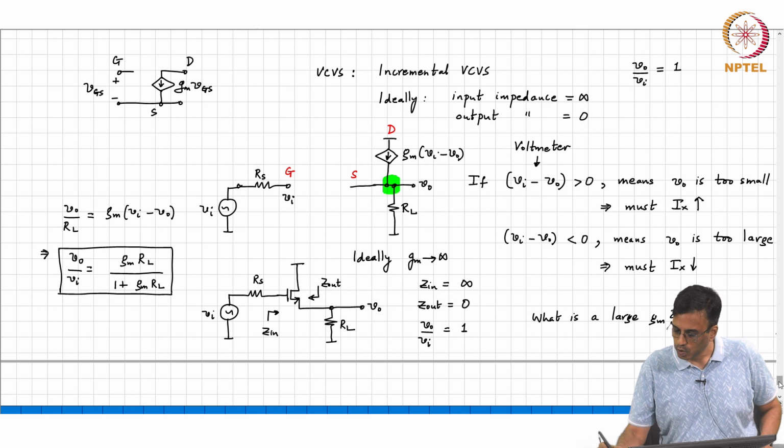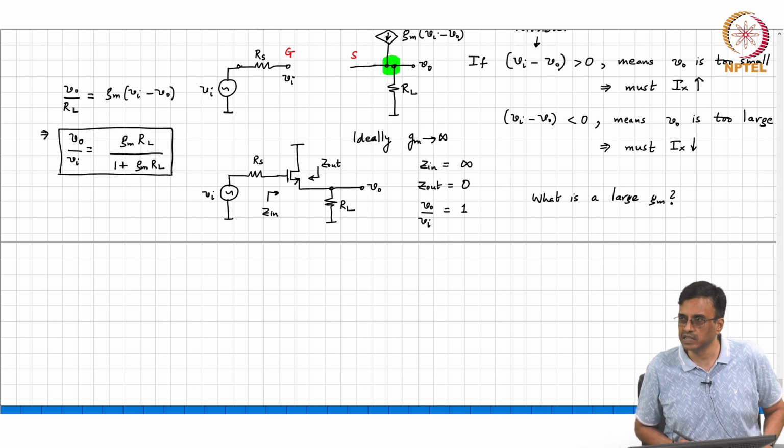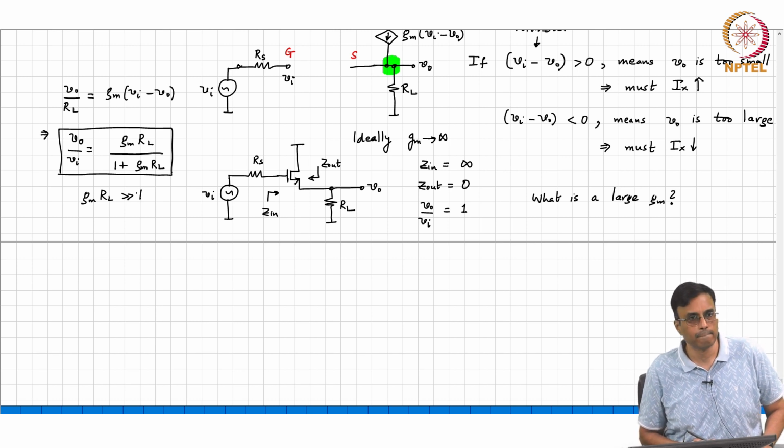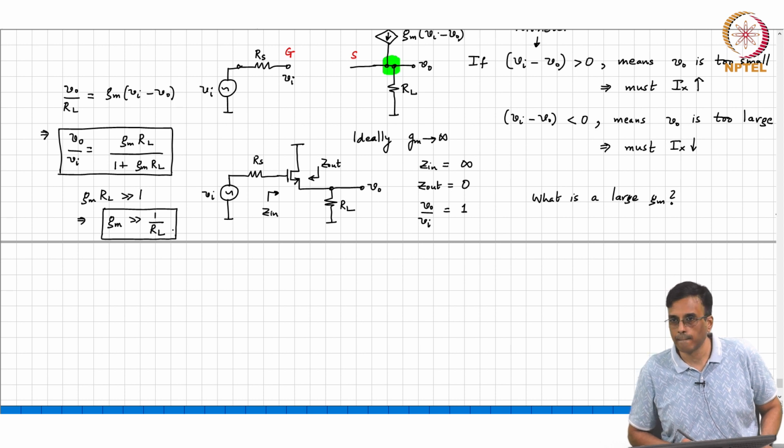All right. So therefore, staring at this expression, what comment can we make about what constitutes a large GM? GM RL must be much greater than 1. All right. Or equivalently, a large GM means that it is much greater than 1 over RL. Okay.